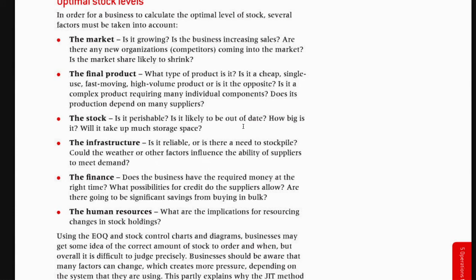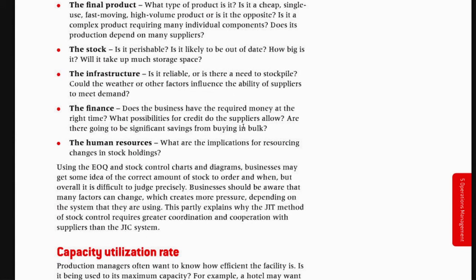Also, what type of product is it? Is it a cheap, single-use, fast-moving, high-volume product? Or is it complex? Does it depend on many suppliers? If it depends on many suppliers and it's complex and expensive, we're probably going to hold a little bit more stock. If it's perishable, we don't want a lot of stock.